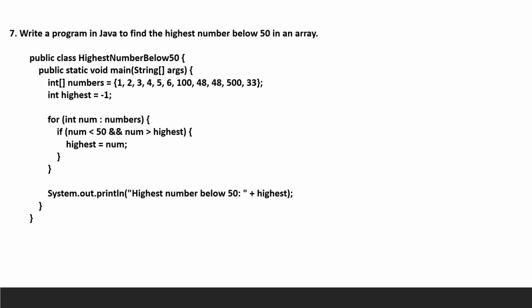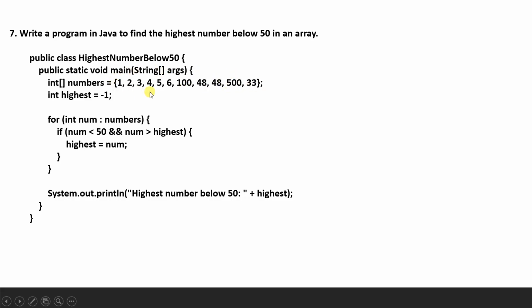Sometimes they will also give coding questions, where they test with a small logical program. In this case, he asked to write a program in Java to find the highest number that is below 50. The array contains numbers from 1 to 1000, for example: 1 2 3 4 5 6 100 48 48 500.